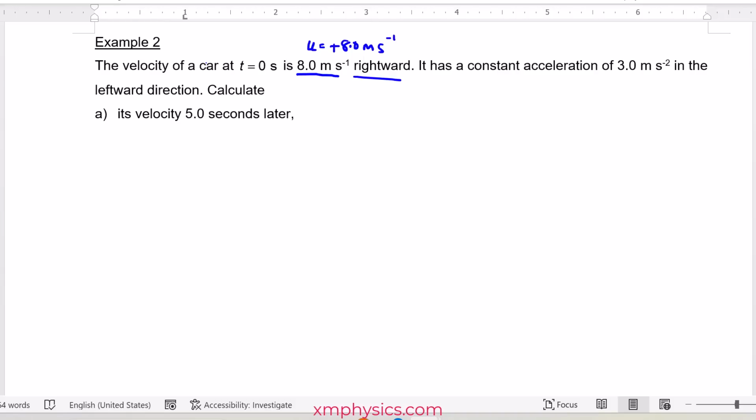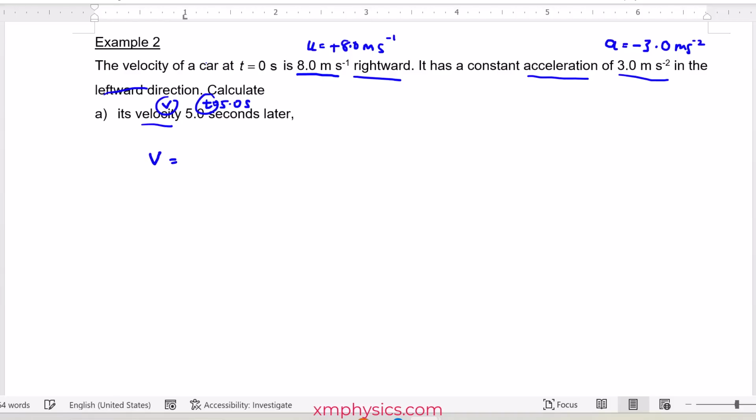And then we are told that the car has a constant acceleration of 3.0 meters per second squared. So that is the constant acceleration, but the acceleration is in the leftward direction. Yeah, so if you are using the rightward is positive sign convention, then our acceleration has to be represented by a negative number. So it's negative 3.0 meters per second squared. Now in this part here, we are asked to calculate the velocity V at t equals 5 seconds. So we are trying to link V and time together, right? So which equation should we use?